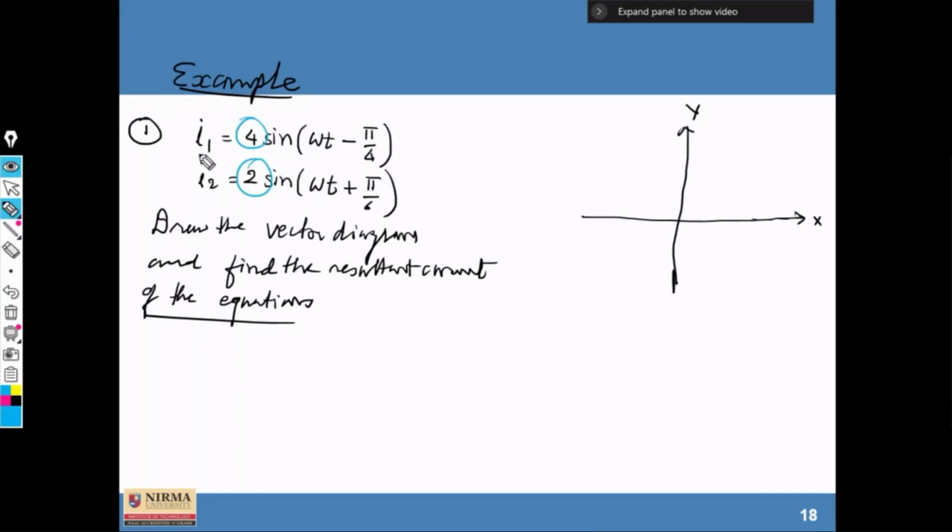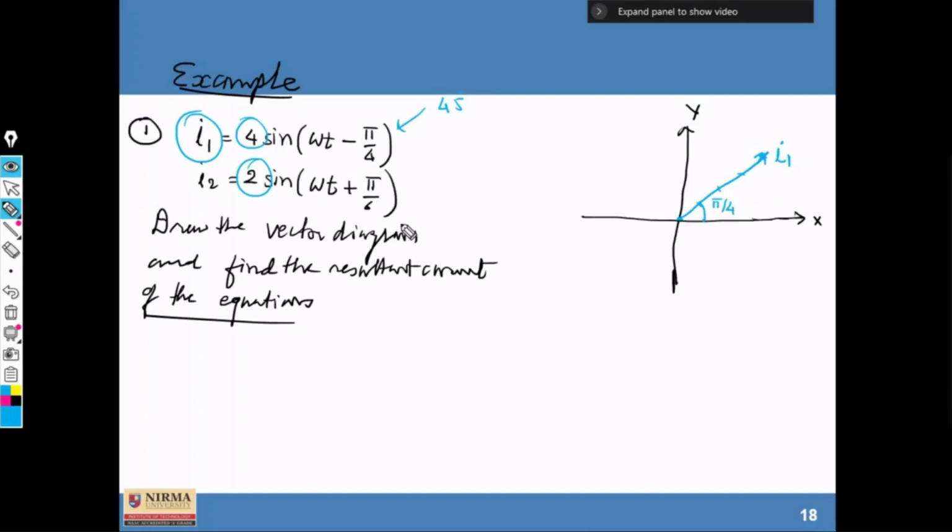Fine. So first of all we will start with current I1. I1 will start from here. The angle is 45 degree here. Pi by 4 is 45 degree. With respect to x, we will draw 45 degree, and the magnitude is 1, 2, 3 and 4. We can represent current I1 like this with an angle pi by 4. Am I right?